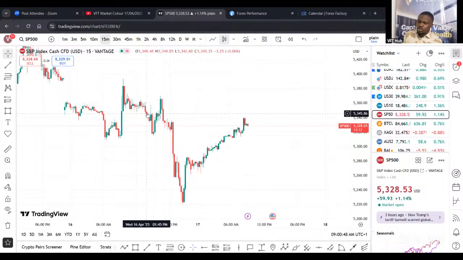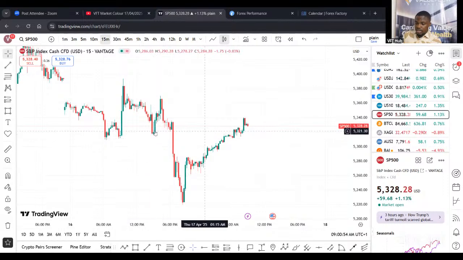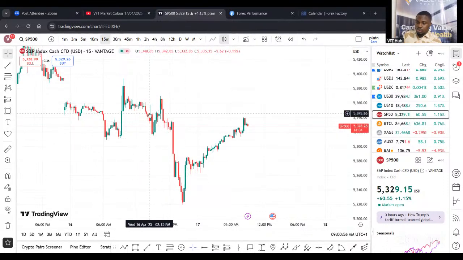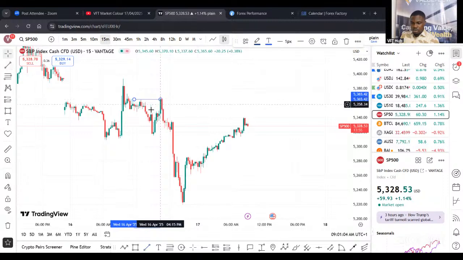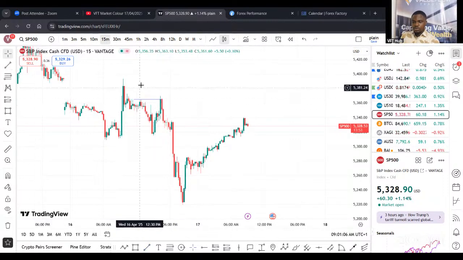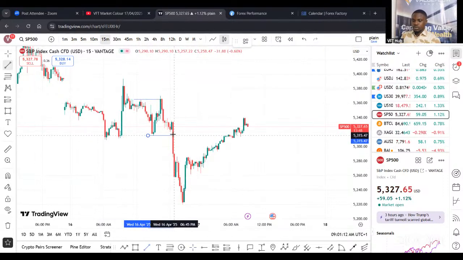And then a sweep of market structure to the downside. This is a break of market structure, a sweep of liquidity here, even above here, right? Price swept liquidity all through. Let me show what I mean so that you have a clear understanding. Sweep of liquidity, right? A break to the downside.